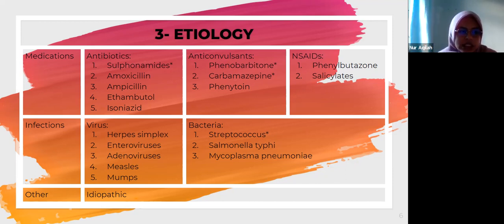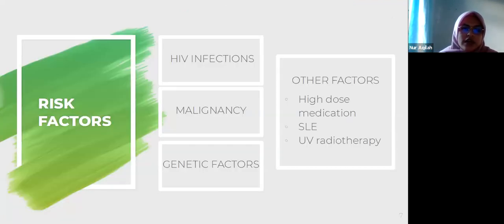Okay, other than medications and infections, the etiology of SJS can be idiopathic, which accounts for about one third of the cases of SJS, meaning they are of unknown etiology. Okay, so these are the risk factors for SJS and TEN.